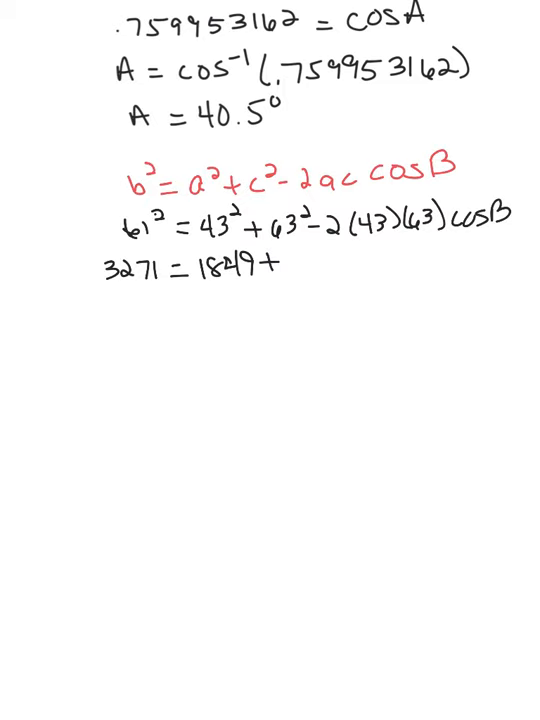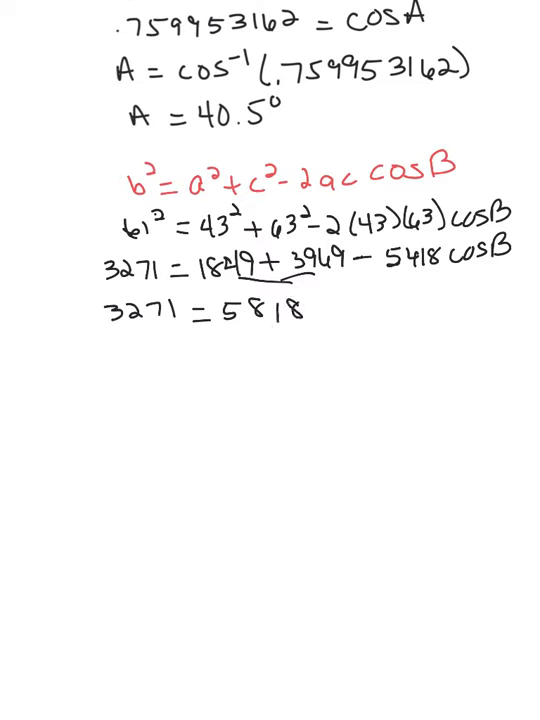63 squared is 3969. Minus 2 times 43 times 63 gives me 5418 times the cosine of B. Put our like terms together, we're going to have 3721 equals 5818 minus 5418 times the cosine of B. Subtract the 5818.